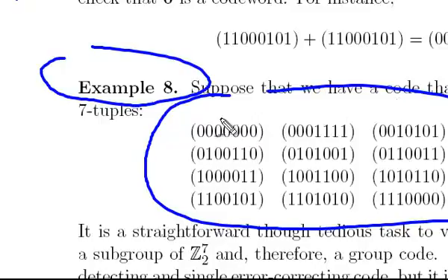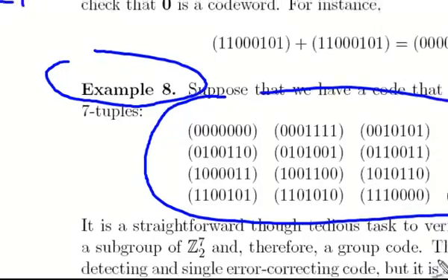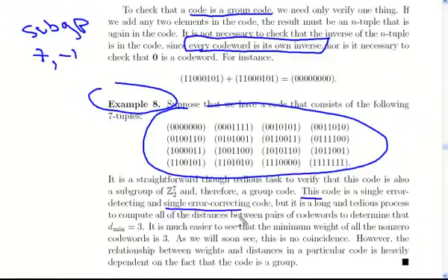Now what you'd have to do is actually make a Cayley table with 16 entries and show that that Cayley table is closed, that the sum of any two of these gives another one of these. Okay. All right, and they say this group is single error detecting, single error correcting.